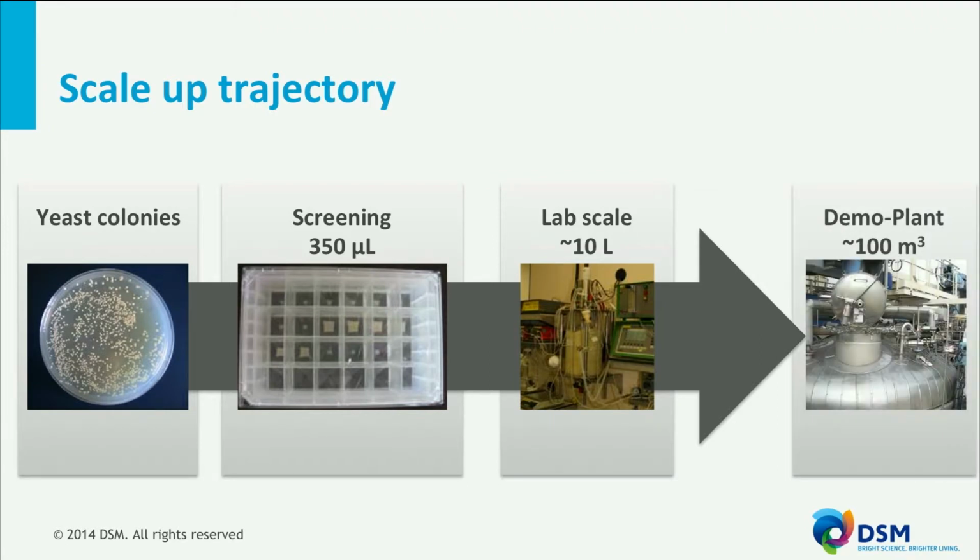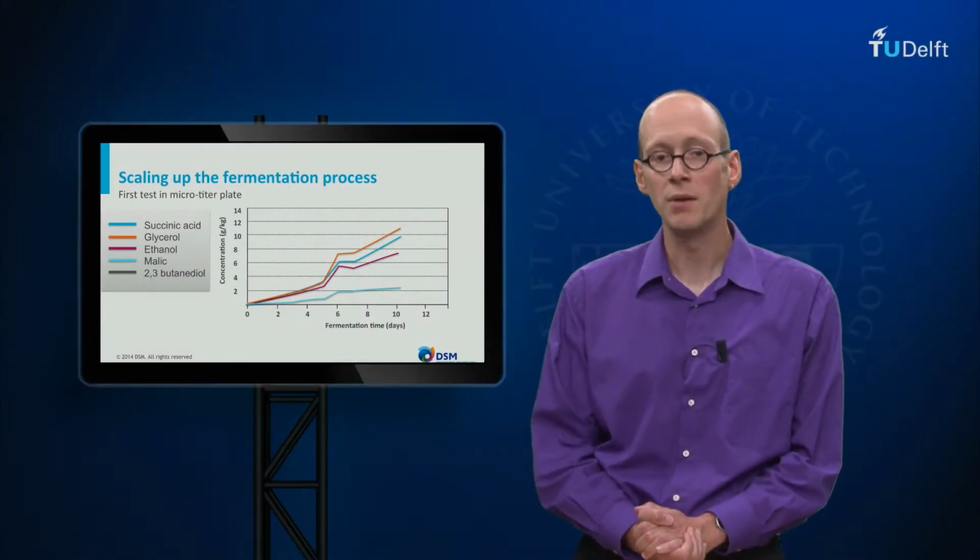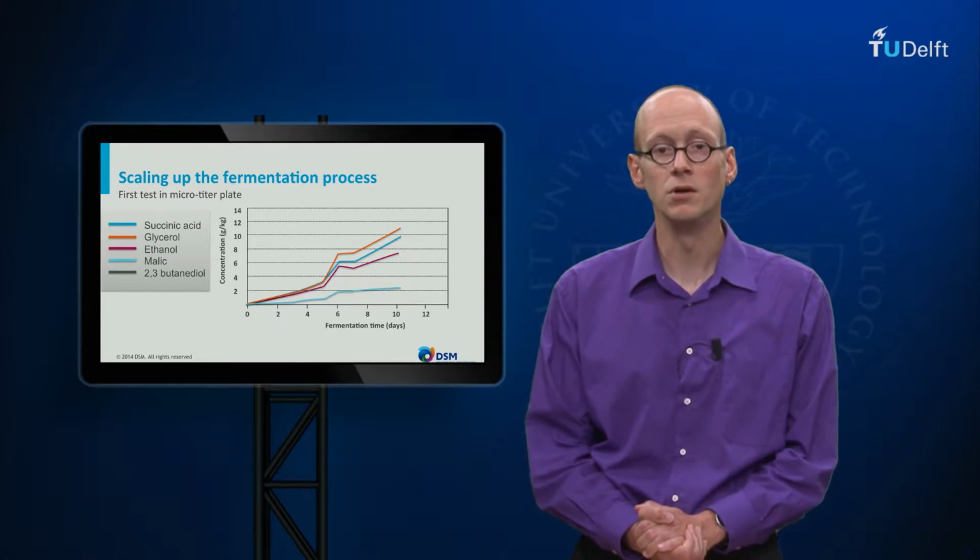Hereafter, the process was further scaled up from 10 liter to 1 cubic meter to 100 cubic meters in our demonstration plant. The following graphs show the results that we realized during the scale-up and improvement of the process. The first results we obtained from the micro titer plate had around 10 grams per kilogram succinic acid, but still an excess of byproducts was produced, which is unfavorable.